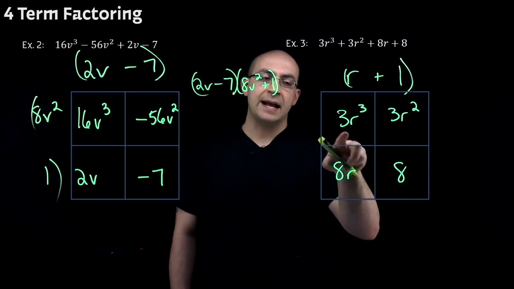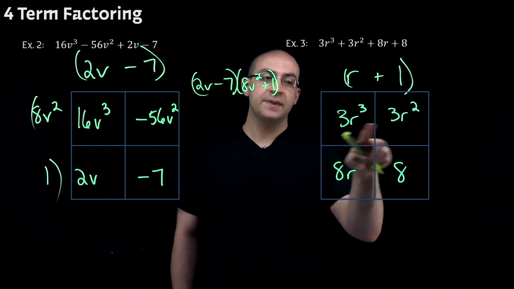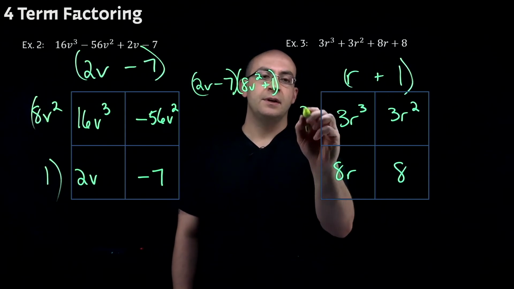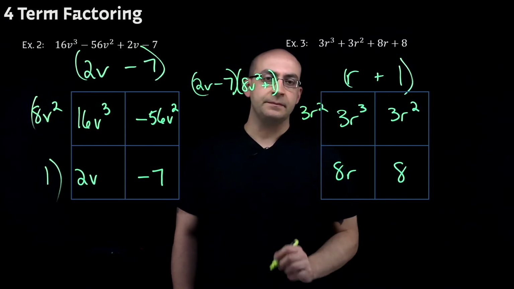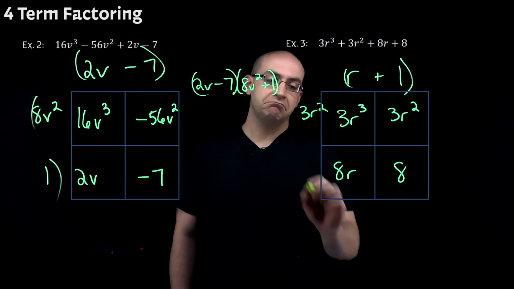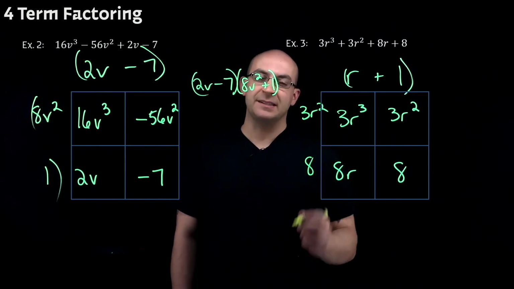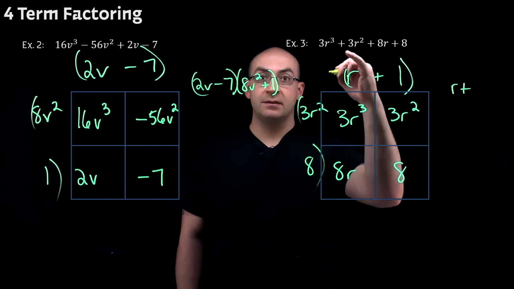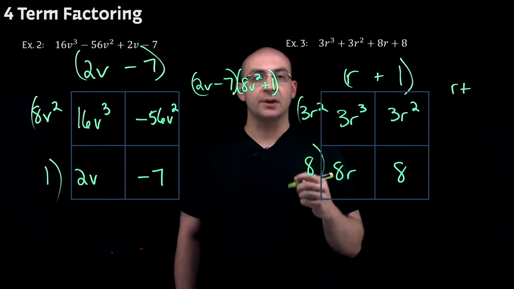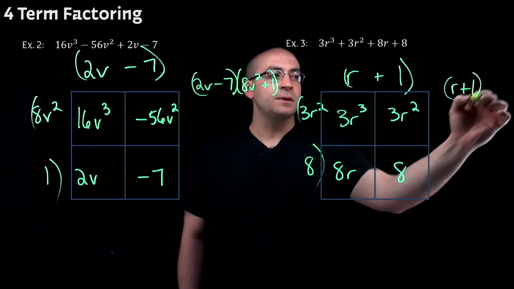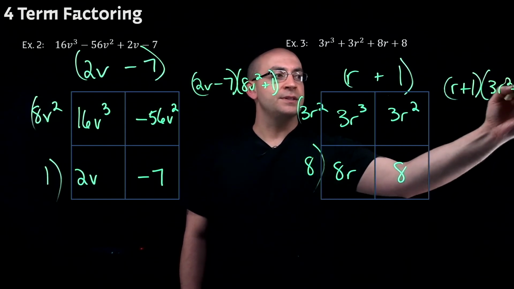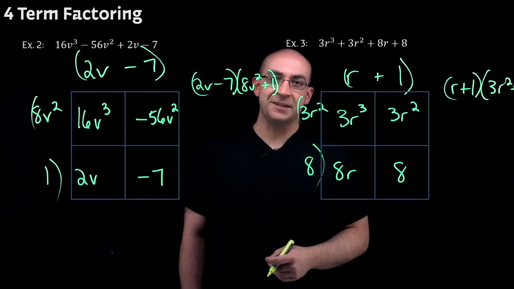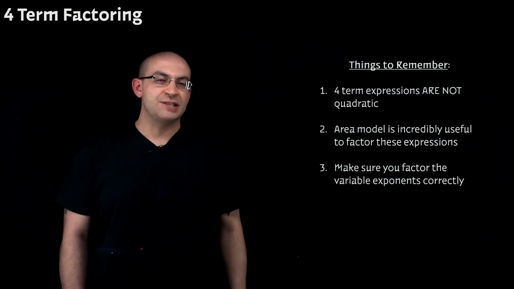Here, I can take a 3 out of both, meaning factor, and I can take r squared out of both. So 3r squared comes out. 8r and 8, well, they both share an 8, so that makes it a little simpler. And we have our answer. The factors of this third degree 4-term polynomial are r plus 1 and 3r squared plus 8. Done deal. Okay, let's wrap things up.